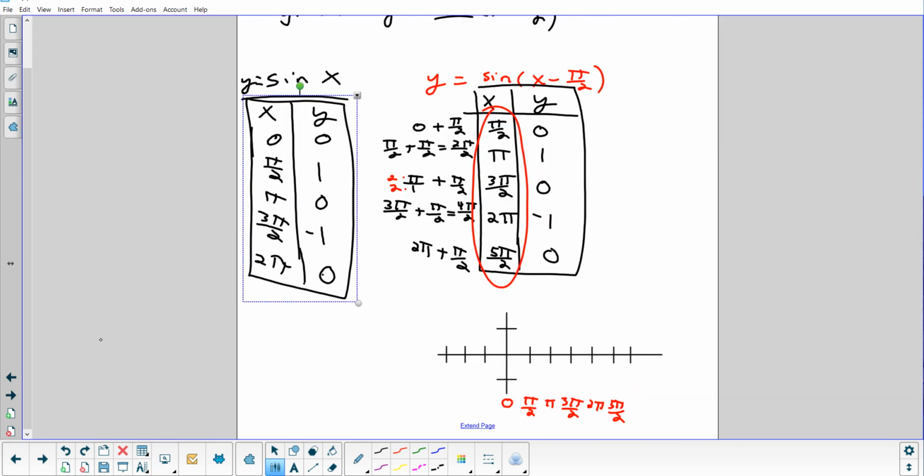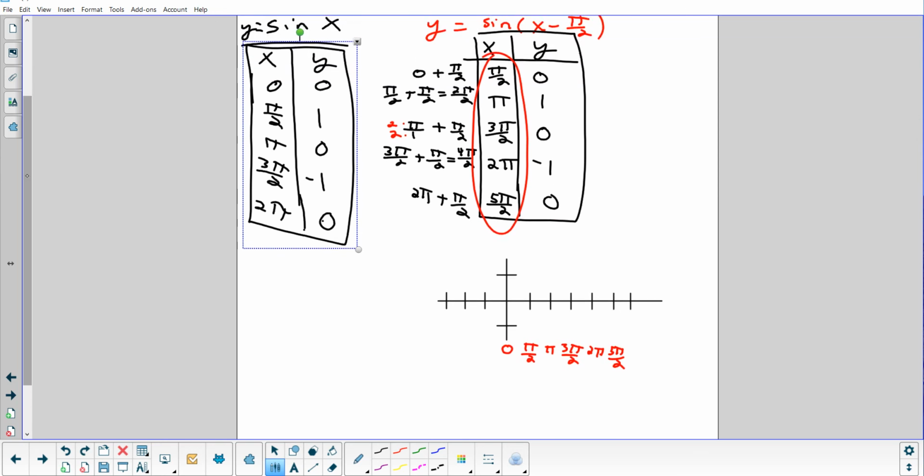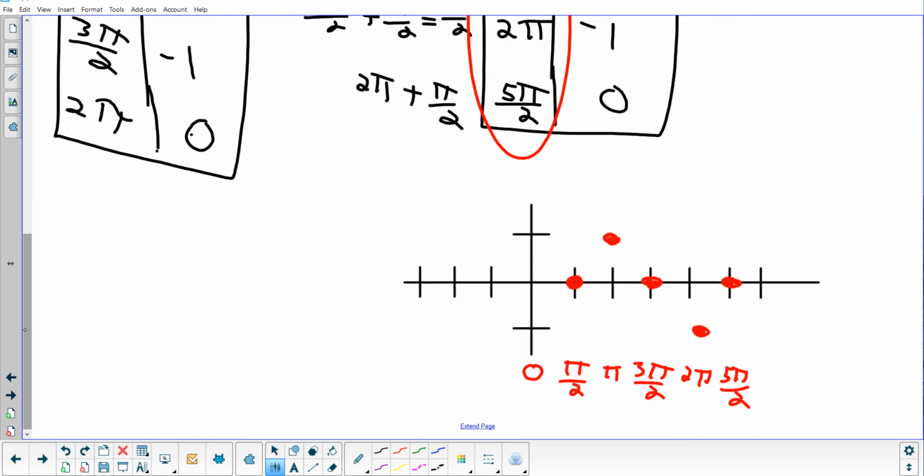All right. So now I'll enlarge that again so you can see it. I just need to see my points. So pi over 2, I'm at 0. Pi, I'm at 1. 3 pi over 2, back to 0. 2 pi, I'm at -1. And 5 pi over 2, I'm at 0. Let me zoom back in. So those 5 points give me a pretty good idea of what it should look like.